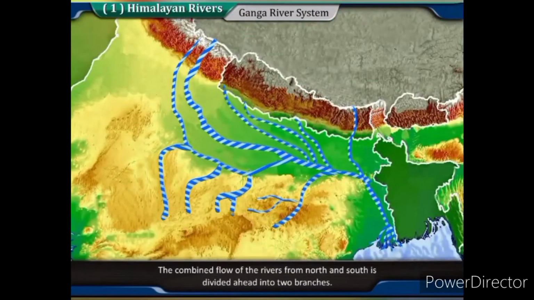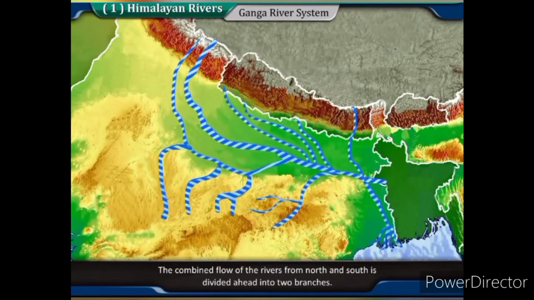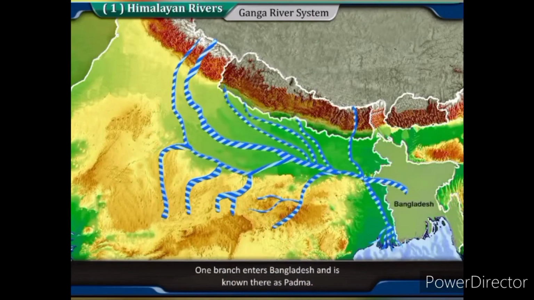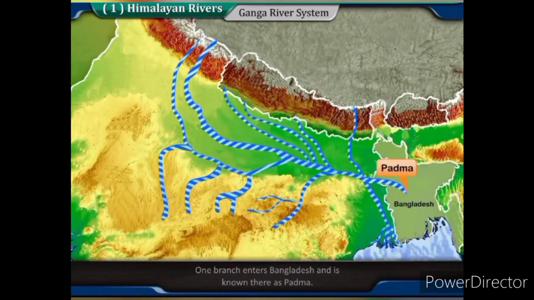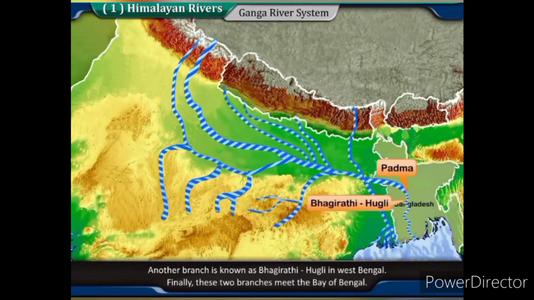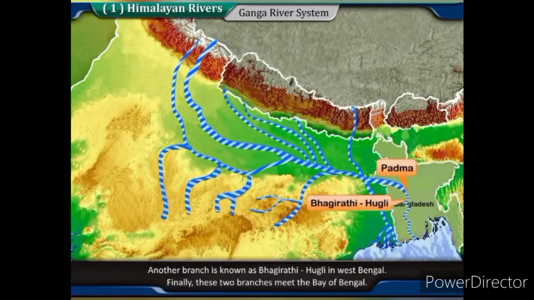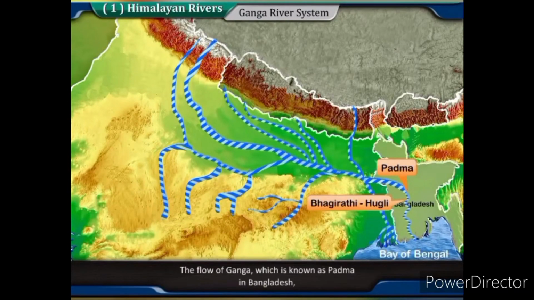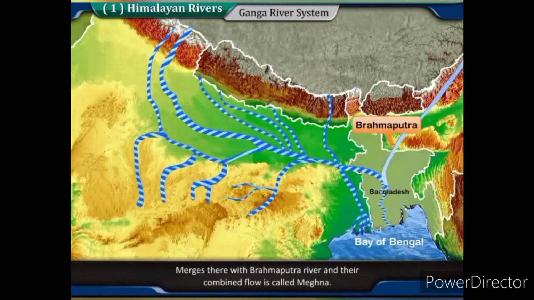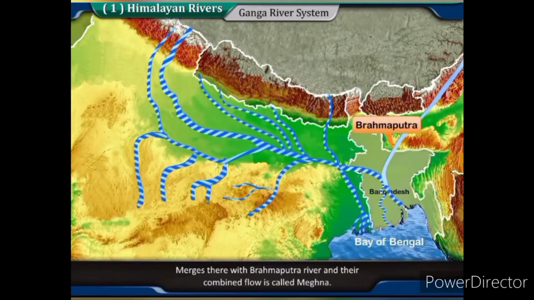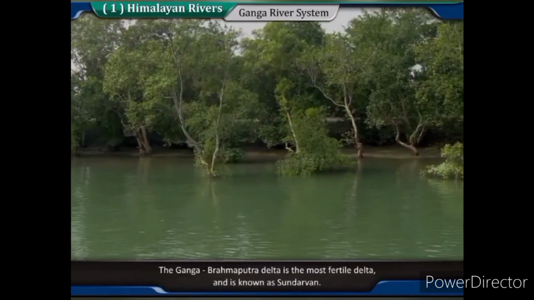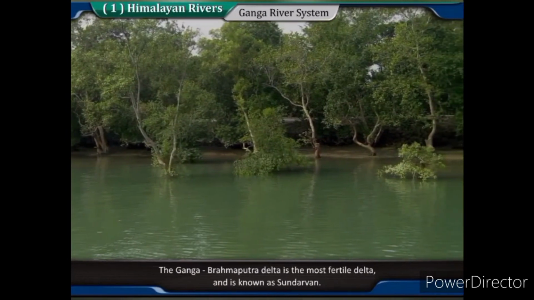The combined flow of the rivers from north and south is divided ahead into 2 branches. One branch enters Bangladesh and is known there as Padma. Another branch is known as Bhagirathi Hooghly in West Bengal. Finally, these 2 branches meet the Bay of Bengal. The flow of Ganga, known as Padma in Bangladesh, merges there with the Brahmaputra river and their combined flow is called Meghna. The Ganga-Brahmaputra delta is the most fertile delta and is known as Sundarban.